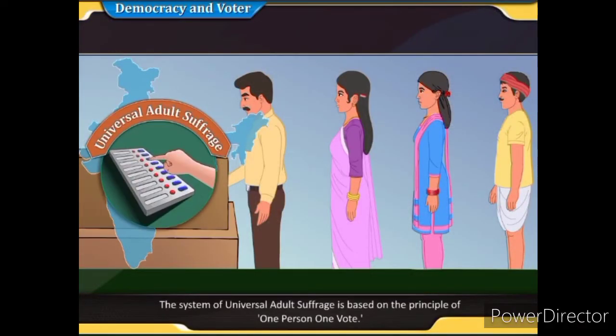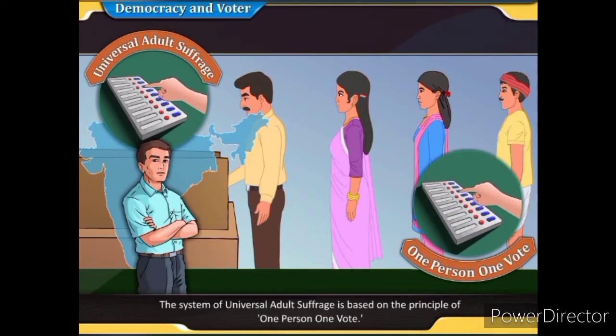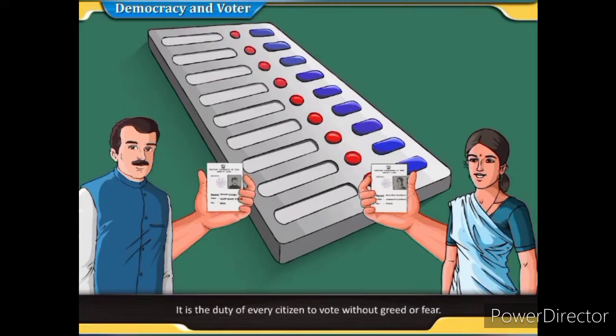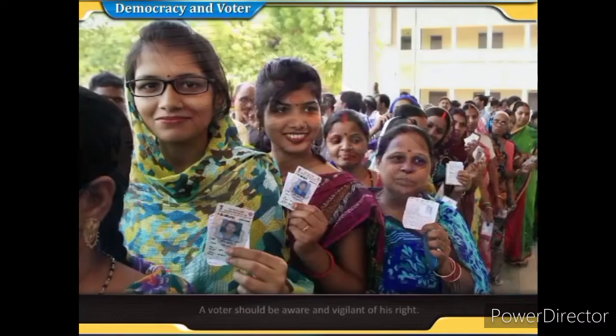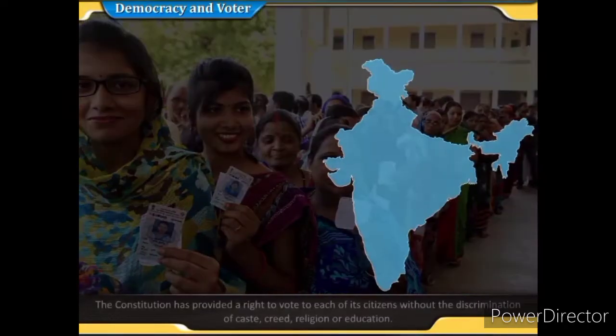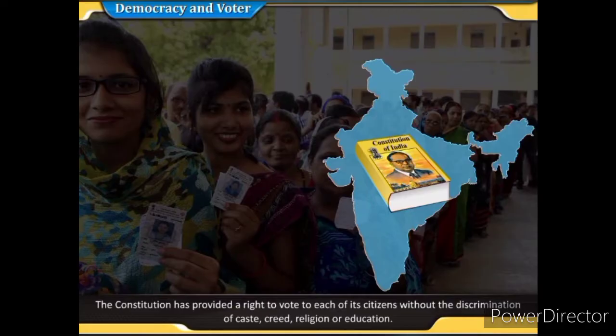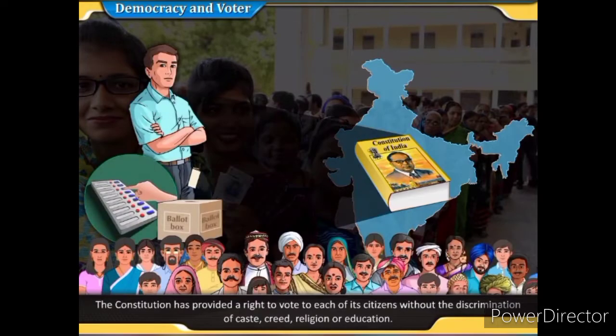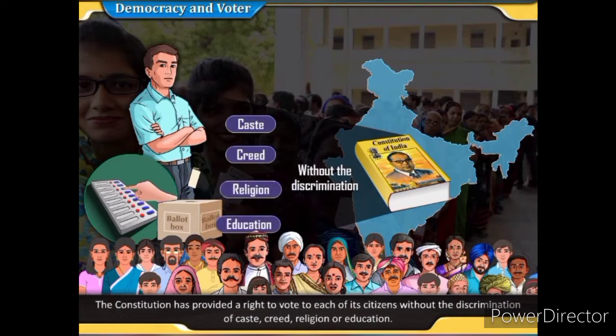The system of universal adult suffrage is based on the principle of one person, one vote. It is the duty of every citizen to vote without greed or fear. A voter should be aware and vigilant of his right. The Constitution has provided a right to vote to each of its citizens without the discrimination of caste, creed, religion, or education.